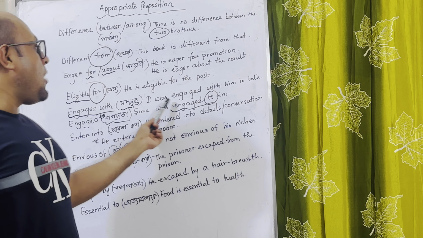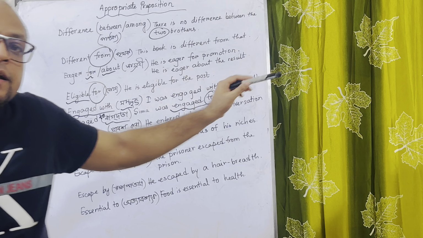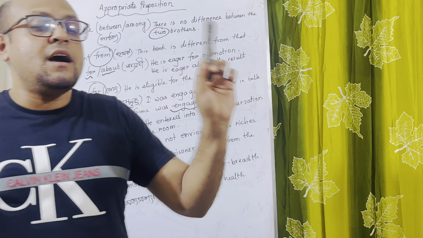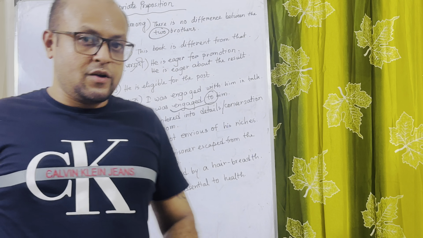For example, Sima was engaged to him. In this sentence, Sima is about to marry that person. Okay.